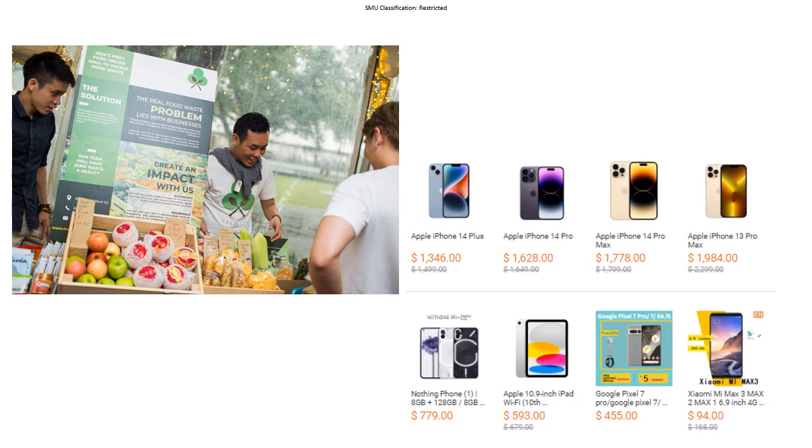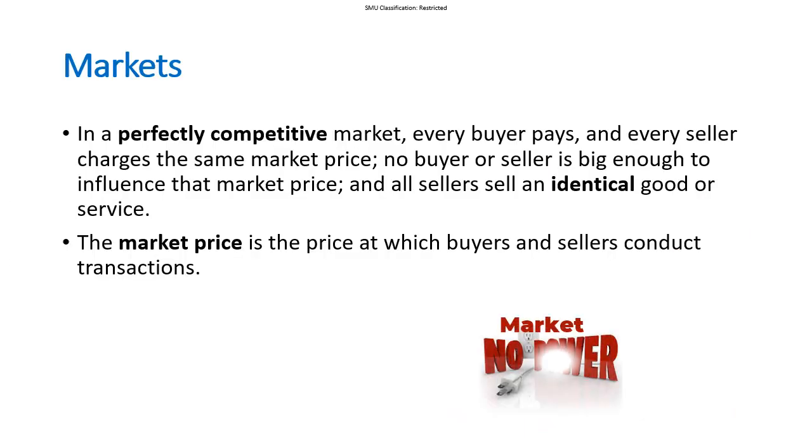Observe that two markets are shown here. In a perfectly competitive market, every buyer pays the market price and every seller charges the market price, which is the price at which transactions are conducted. No buyer or seller is big enough to influence that market price. They have no market power. All sellers sell an identical good or service.